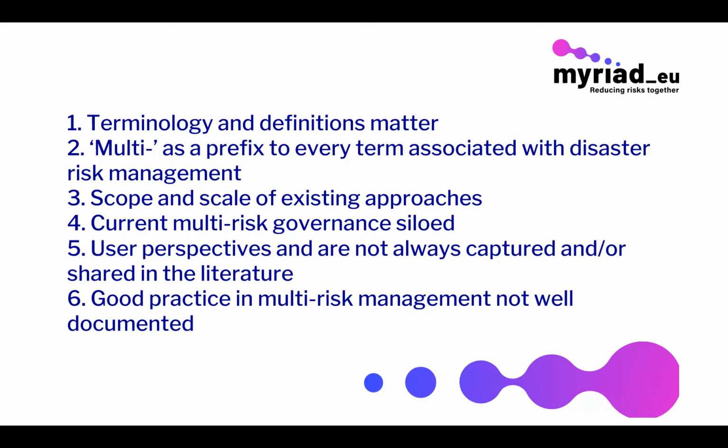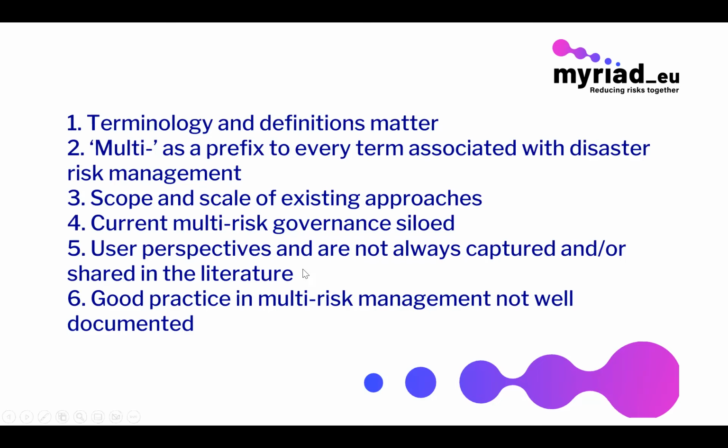We also found that adding the multi as a prefix to every term associated with disaster risk management can be quite confusing. For example, we've seen publications talking about multi-hazard, multi-risk, multi-vulnerability, multi-exposure, multi-management, and so forth. But you find that when you start discussing with practitioners and policymakers, it actually adds more confusion than it solves. And so perhaps part of the paradigm shift we're looking for is simply just to view risk, vulnerability, exposure, risk reduction, etc., through this multiple lens, rather than having to reinvent lots of terminology to add this multiple layer on top of it.